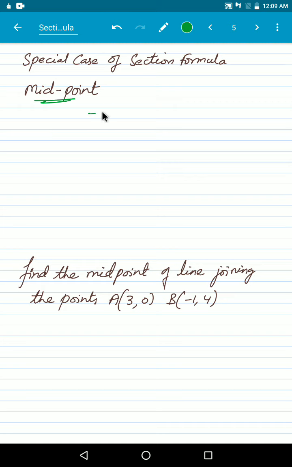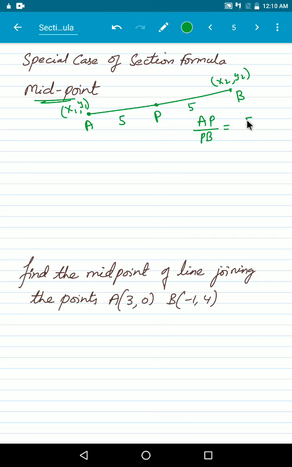Now see, what was the section formula? Point A was here, point B was here. What if point P is exactly in the middle of AB? Let us take A as (x1, y1), B as (x2, y2). So if P is the midpoint, AP and PB will be equal, right? Suppose this is 5, this will also be 5. So the ratio now will be 5 divided by 5, equal to 1 is to 1, right?